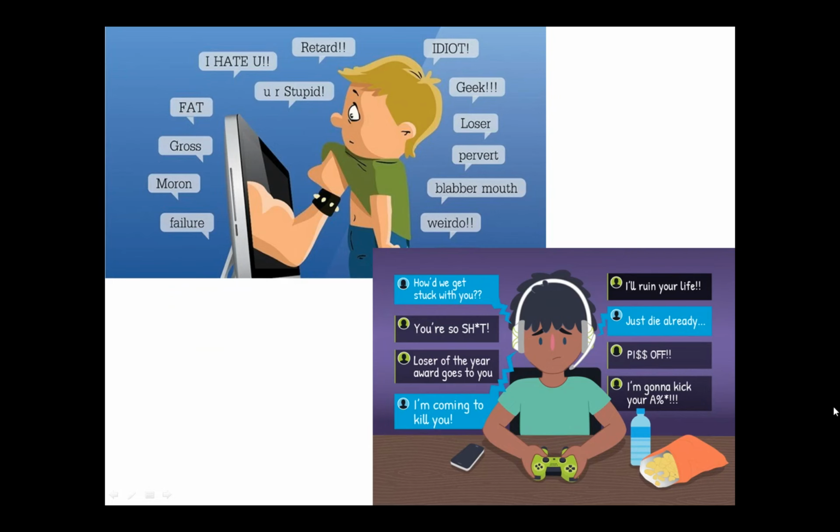Suppose a small child is playing an online game. There will be chat rooms, and bullying comes into the chat room. They try to use abusive words against that particular child. We can see some examples. "I hate you" is also abusive. "You are stupid, retard, pervert, loser, geek." These are moral failures. These words will affect the child community. So what are the ways it's affecting? We'll see that. These are some examples of cyberbullying.